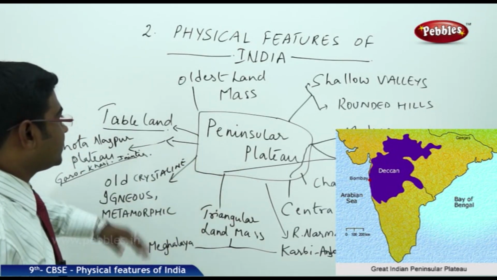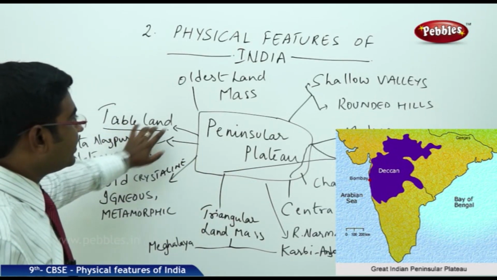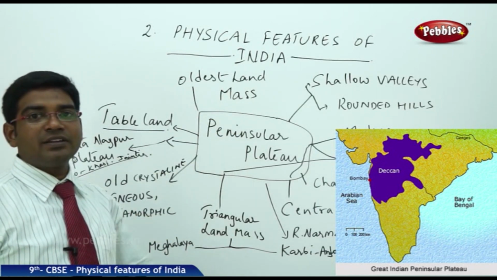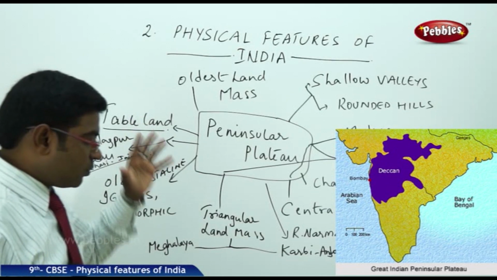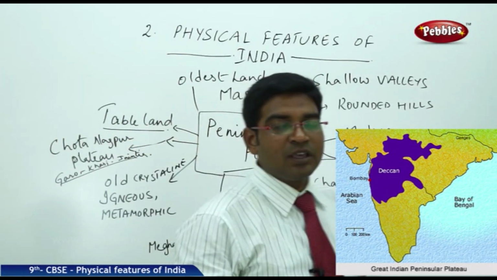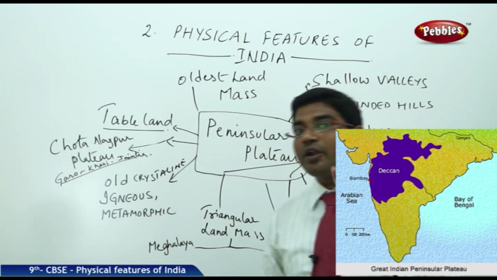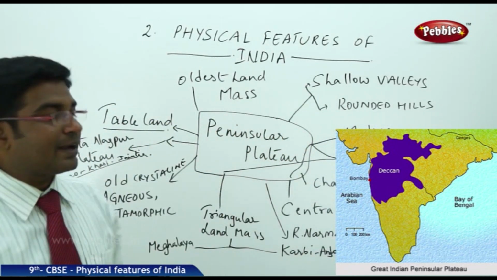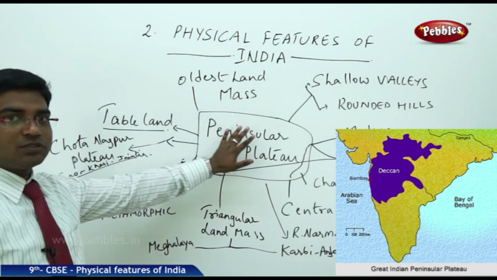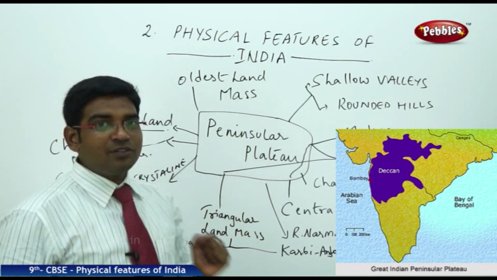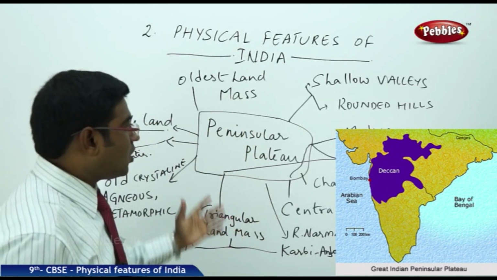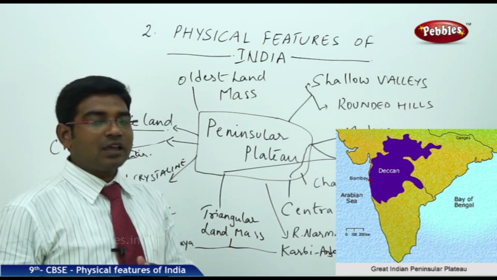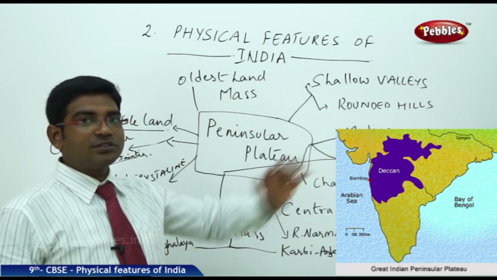So the Peninsular Plateau is a tableland and it is one of the oldest landmasses present in India. When we looked at the Himalayas, they are the youngest folded mountains. In a similar way, we have the Peninsular Plateau, the oldest landmass, and it is comprised of shallow valleys and rounded hills.